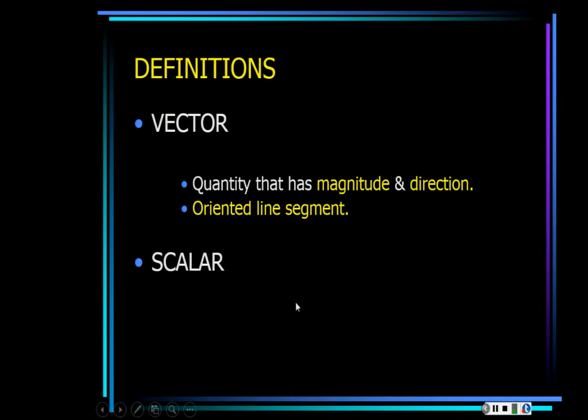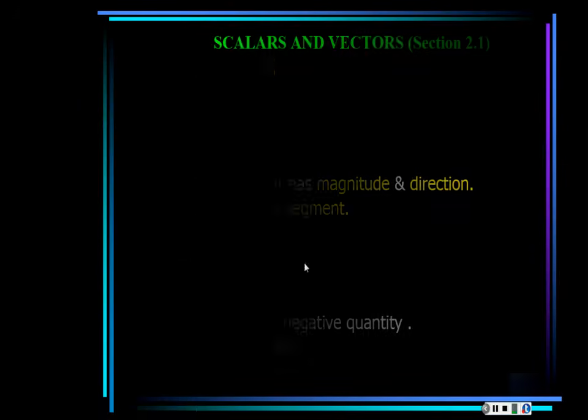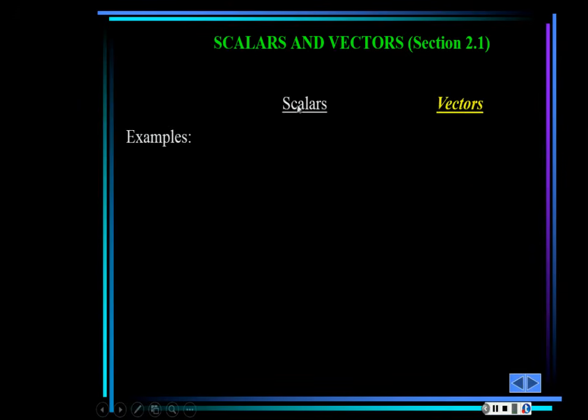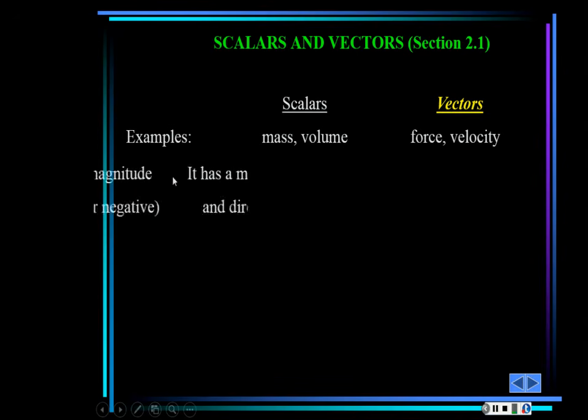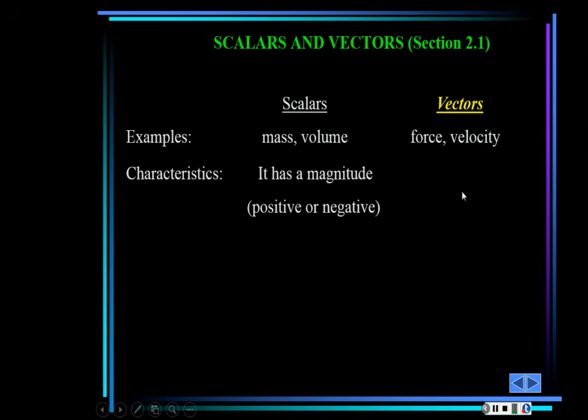So what is a scalar? Whatever is not a vector is a scalar, yes. It's just a quantity. That's it, a positive or negative number, a quantity, a real number. Examples of scalars: mass, volume. Examples of vectors: weight, for example, force, velocity. Characteristics of scalars: it's just a quantity. Characteristics of vectors: has magnitude and direction.